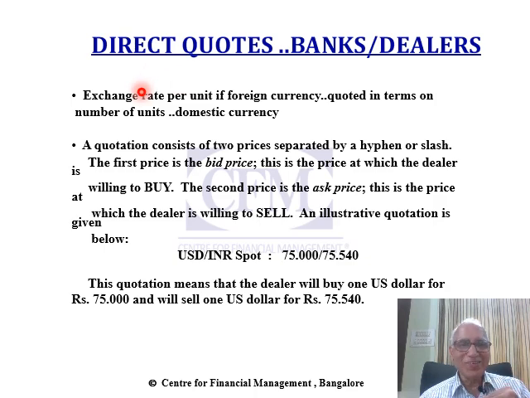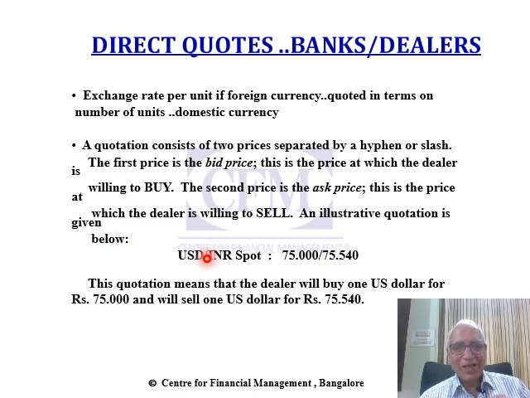A direct quote is an exchange rate per unit of foreign currency quoted in terms of number of units of the domestic currency. A quotation provided by a bank or dealer consists of two prices separated by a hyphen or slash. The first price is the bid price. This is the price at which the dealer is willing to buy. The second price, the ask price. This is the price at which the dealer is willing to sell. An illustrative quotation is given below.